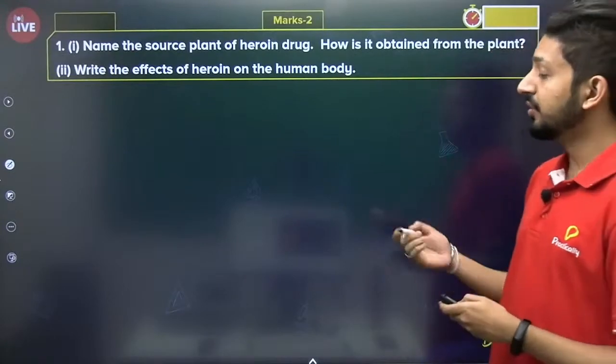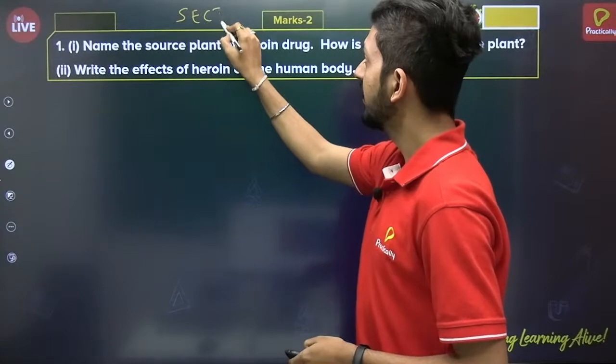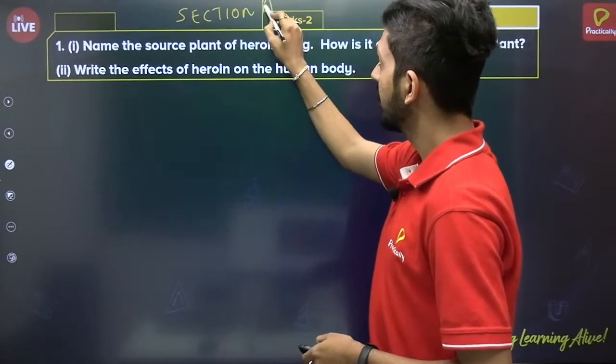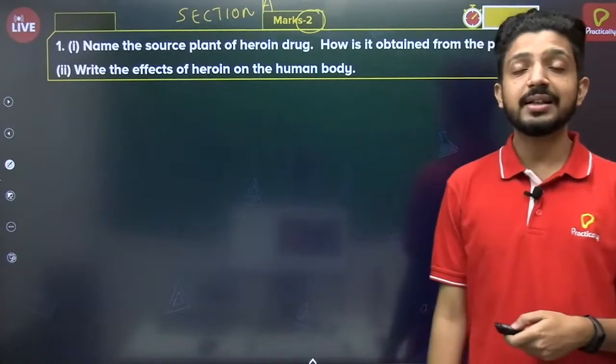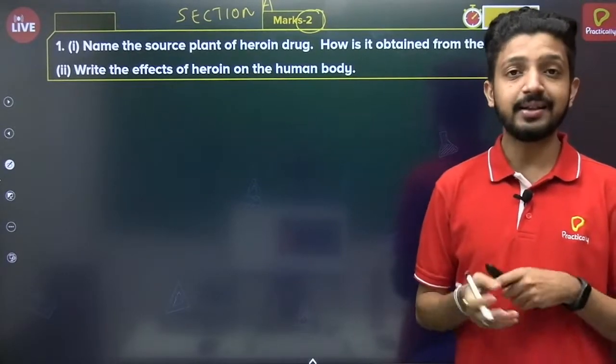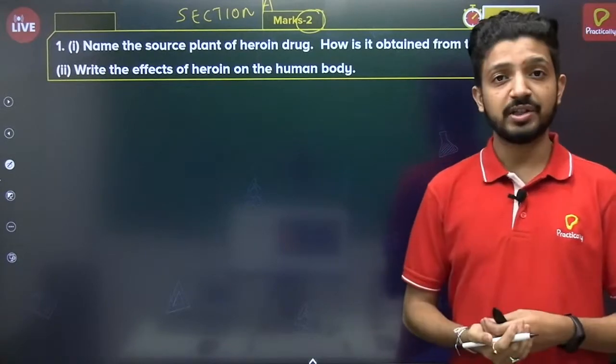We are going to begin with section A, and in section A, each question is of 2 marks. We have a total of 6 questions in section A, and there can be internal options in it as well. So let's begin with the first question.